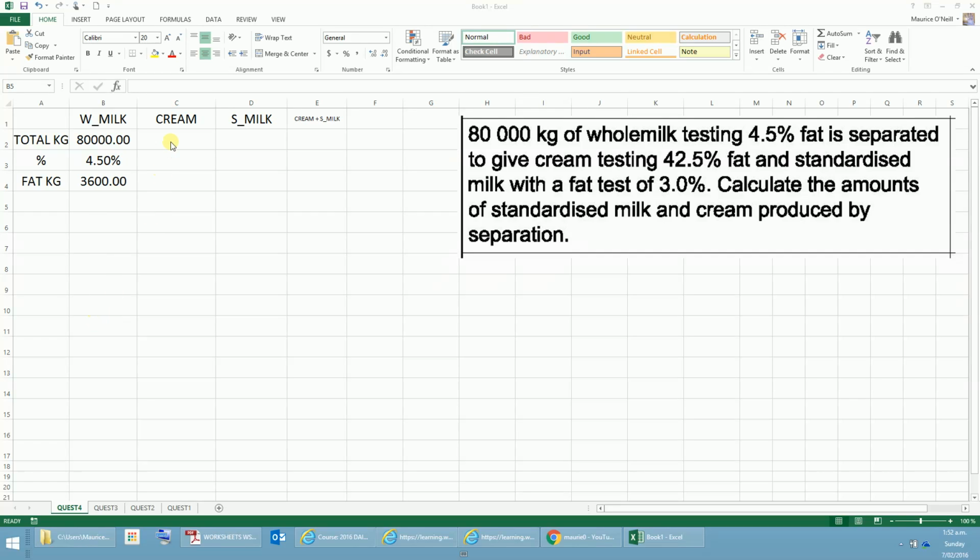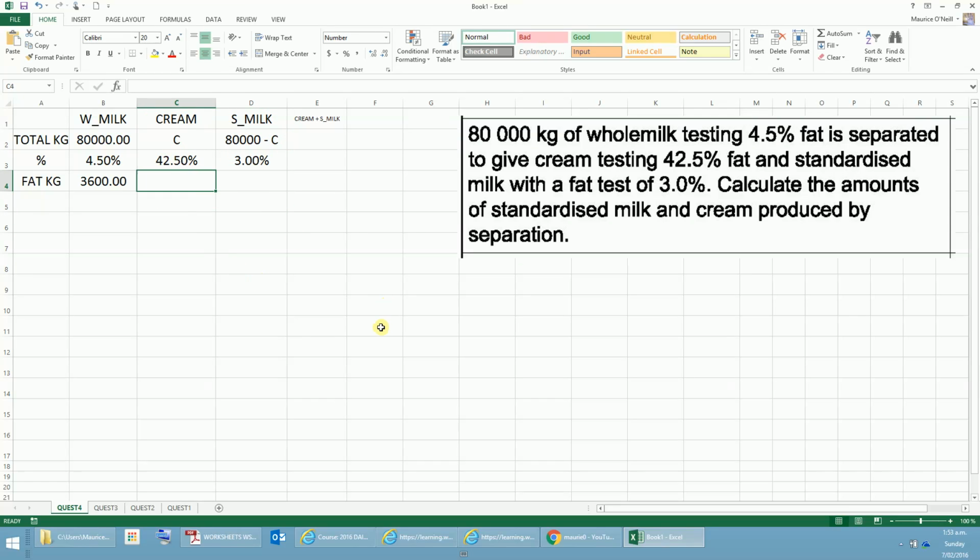Now what we know is whatever the cream is, we're just going to give that a letter of C for cream, because we don't actually know what it is, but we do know that it's got 42.5% fat. We just want to use one variable, so we don't want to create another variable called S, because we know that the skim milk has got to be 80,000 minus C, whatever the cream is. That's going to be our skim milk, and we know that that is at 3%.